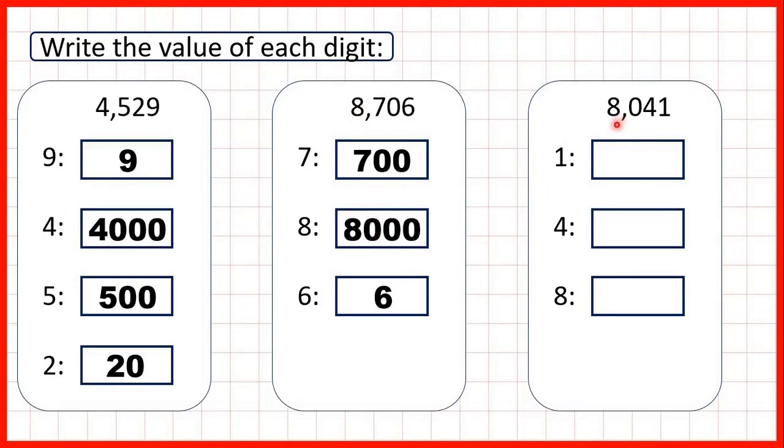Now we have the number 8,041. The 1 is in our ones place value, it's on the end, so that just stands for 1. The 4 is in the tens, so that's 40. And the 8 is in the thousands place value, so that represents 8,000.